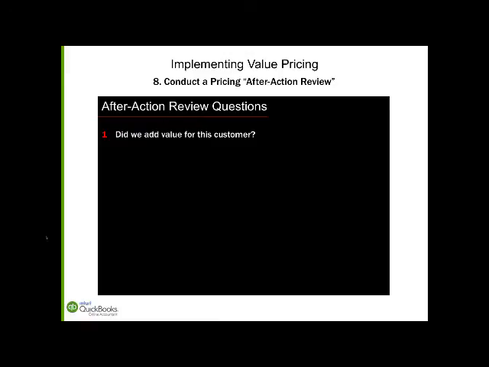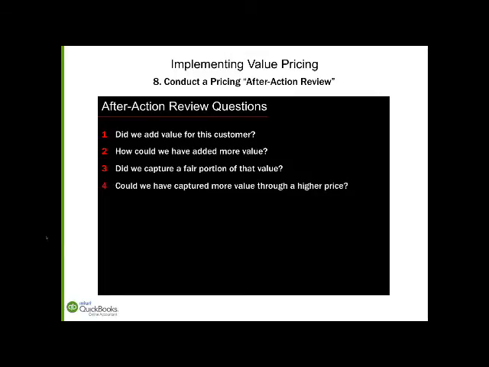It's a series of questions. Again, these are for the people who price. Now, I'm not going to go through all of these. I just put them in here so you'd have them. They're also in the Journal of Accountancy article. But did we add value for this customer? How could we have added more value? Did we capture a fair portion? Could we have captured more? In other words, how much money did we leave on the table? That's a super important question for a pricer.